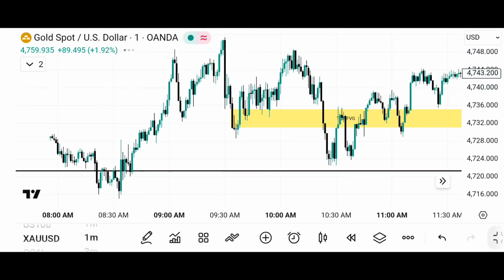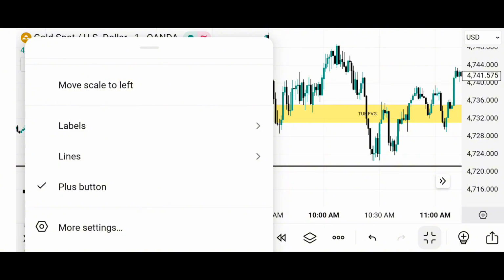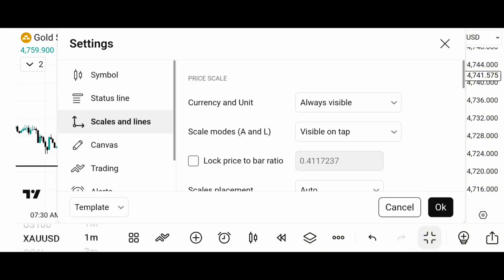Also, before going on with this, if you are new, you should set your chart to your time zone. You should set your time zone to New York.